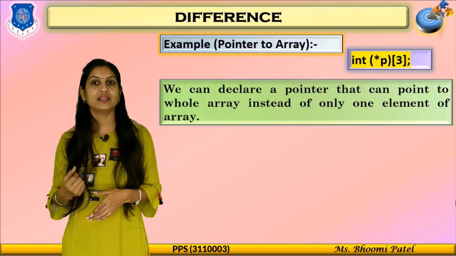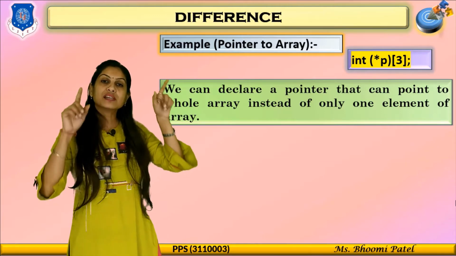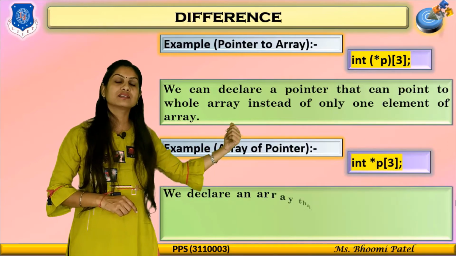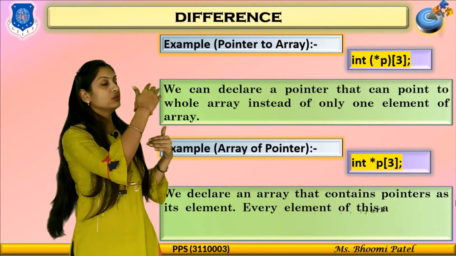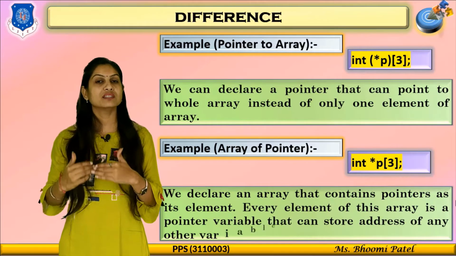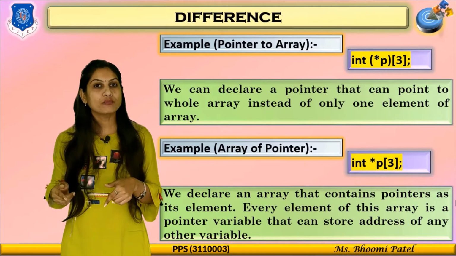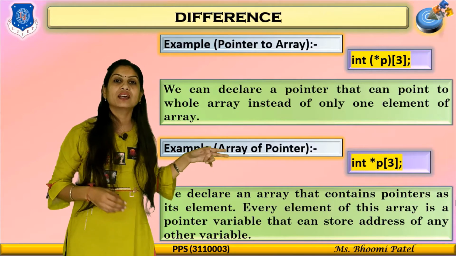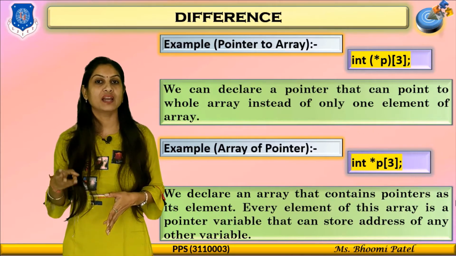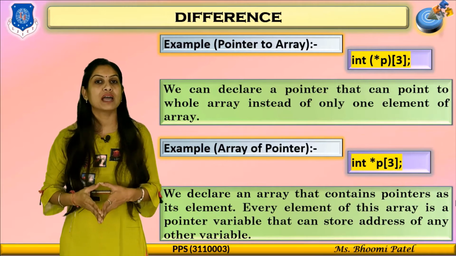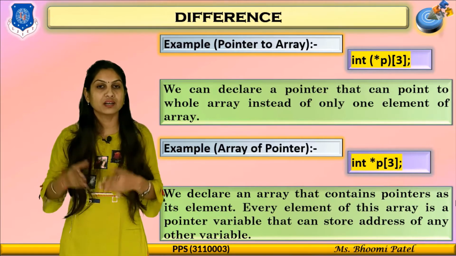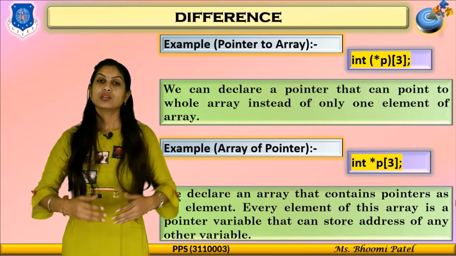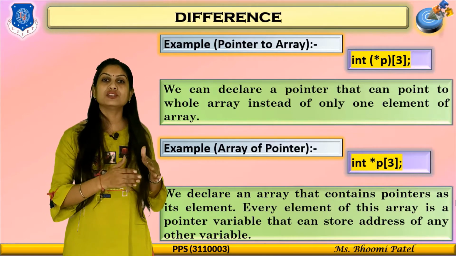But suppose I remove the round brackets around P, and the syntax becomes int star P and 3. You know these two syntaxes are the same, the only change is that we removed the round brackets from P. And the concept is what? P here is an array having 3 elements, and each and every element of my P array is a pointer that points to another address, another variable. So this concept we have to use in today's session.